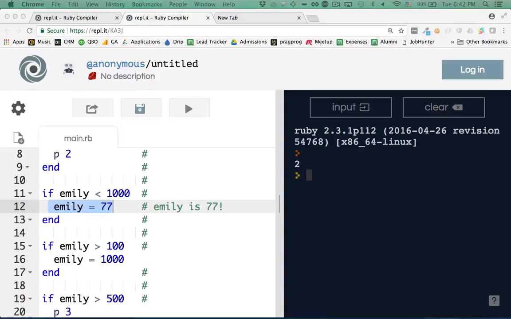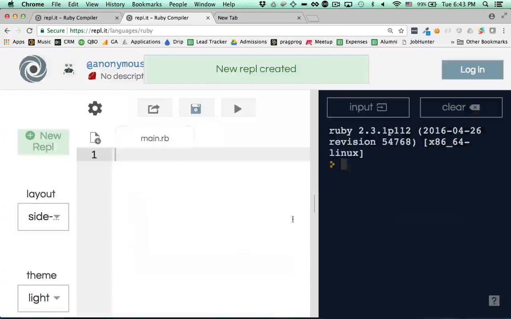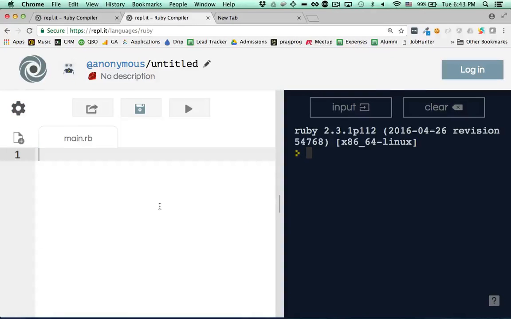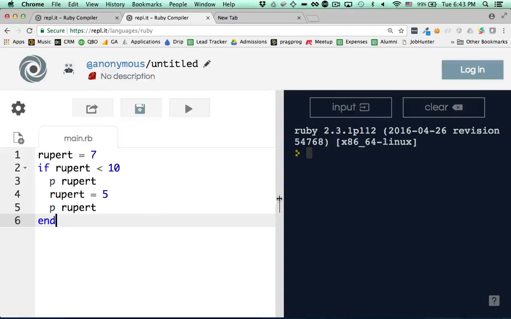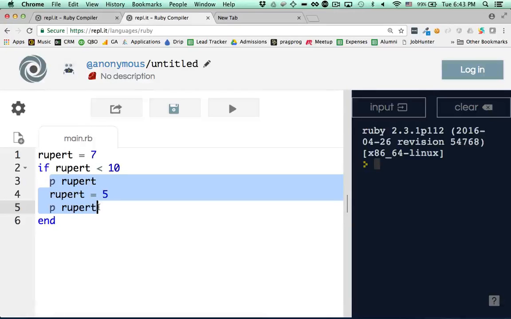Great. Now, I would like to show you how you can put multiple lines of code within your conditional. All our examples until now only had 1 line, but let's do a new example. Let's look at this carefully. We have 6 lines of code here. On line 1, we establish a variable called Rupert, which is 7. On line 2, we say if Rupert is less than 10. Is Rupert less than 10? It is. So we now process the following 3 lines, top down.